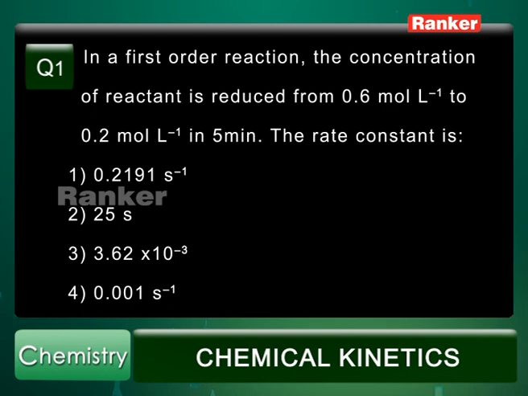In a first order reaction, the concentration of reactant is reduced from 0.6 moles per liter to 0.2 moles per liter in 5 minutes. The rate constant is, first option 0.2191 per second, second option 25 seconds, third option 3.62 into 10 raised to minus 3, and fourth option is 0.001 per second.